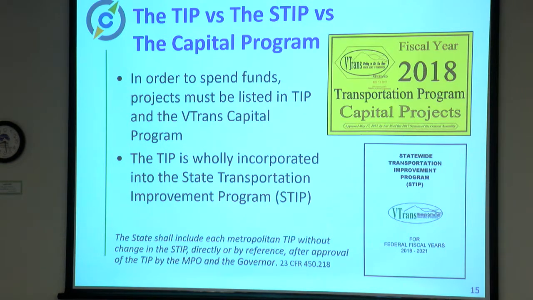Are there any overlaps between TIP and STIP? The TIP is wholly incorporated into the STIP. The federal regulations require that. So we have a lot of confusion about that sometimes. If something's in the TIP, then people say we have to get it in the STIP. It's automatically in the STIP, okay, as long as V-Trans okay? Who's next?